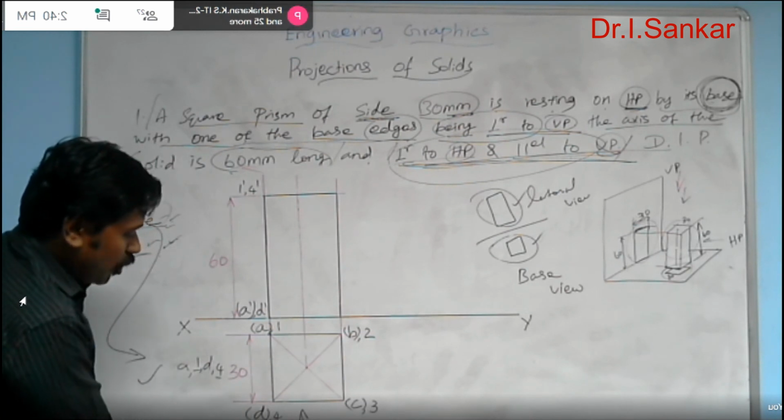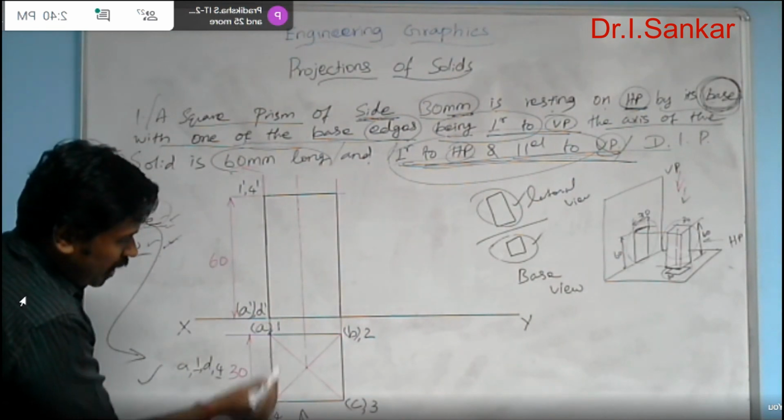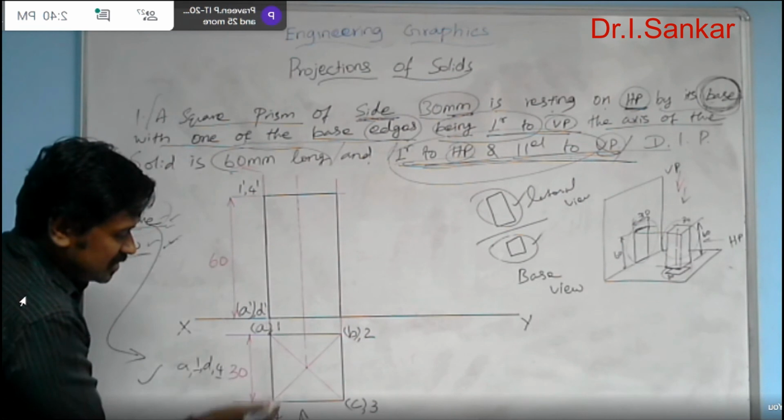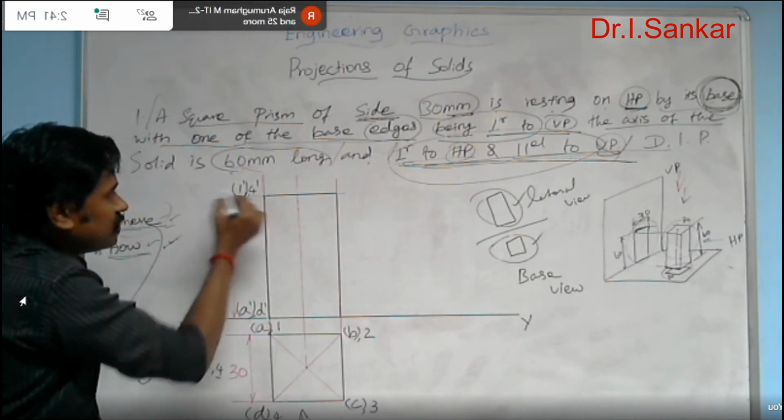In the same way, 4 and 1 here, 1 dash comma 4 dash. When you look from the front, 4 is in front of you and 1 is just behind the 4. So 1 has to go inside the bracket.